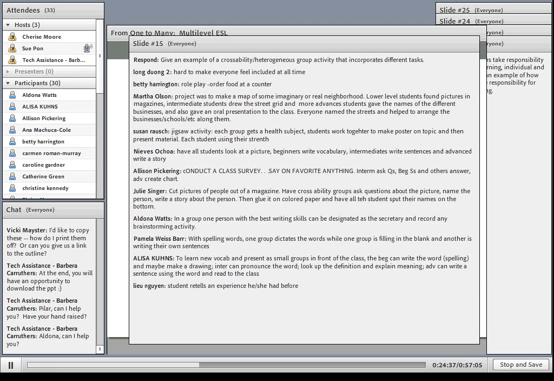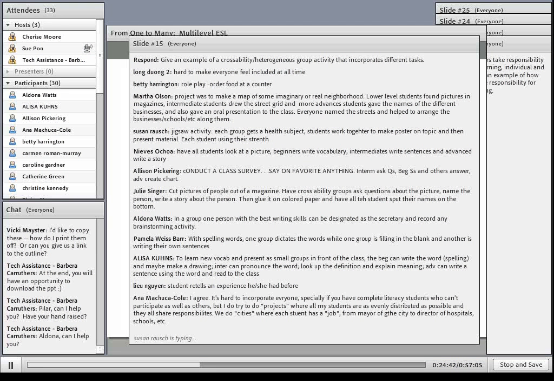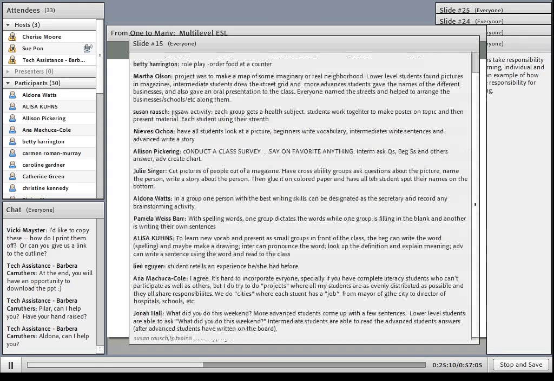I don't know how to pronounce your name, Nieves. This is one that's easy to implement with vocabulary. Beginners practicing writing the vocabulary, whereas intermediates can write sentences and advanced students write a story. All right, so let's take a few minutes to read all of your suggestions, and we'll talk more about classroom management.